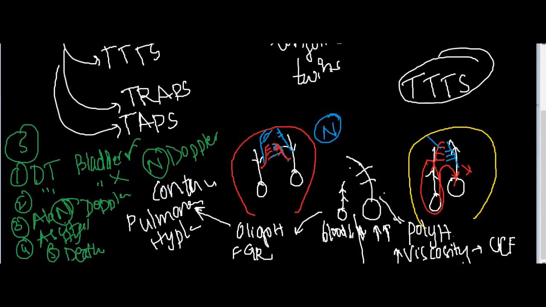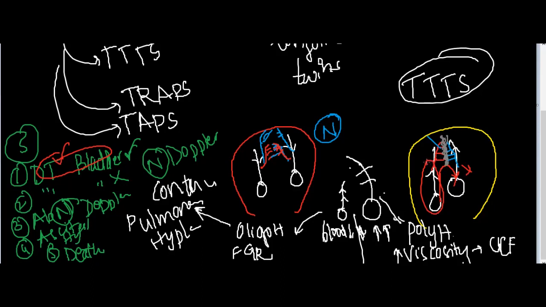So in the first stage, we will just do expectant management. We can wait in the first stage. Then there is one more treatment, which is called laser ablation of vascular anastomosis. We will just burn this vascular anastomosis with the help of laser. So this is the best treatment.